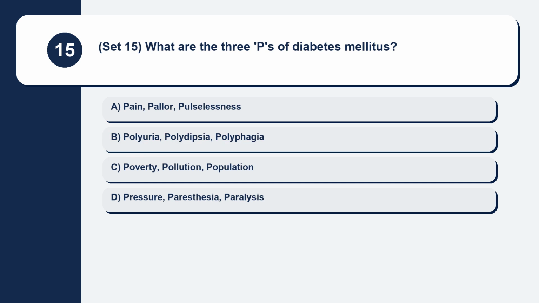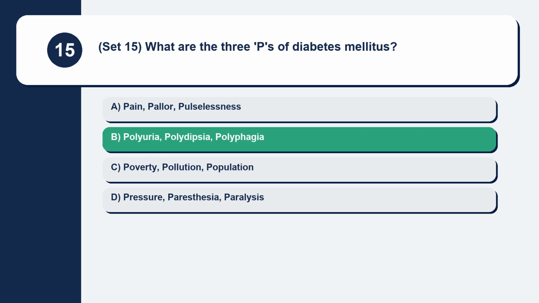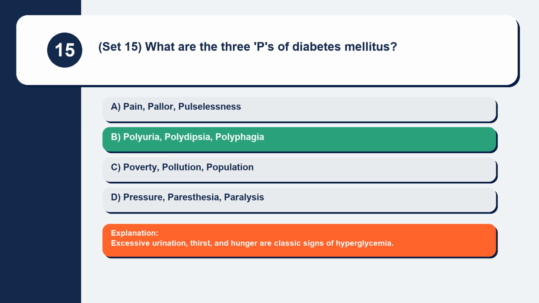Question 15, Set 15. What are the 3 P's of diabetes mellitus? Pain, pallor, pulselessness. Polyuria, polydipsia, polyphagia. Poverty, pollution, population. Pressure, paresthesia, paralysis. Excessive urination, thirst, and hunger are classic signs of hyperglycemia.